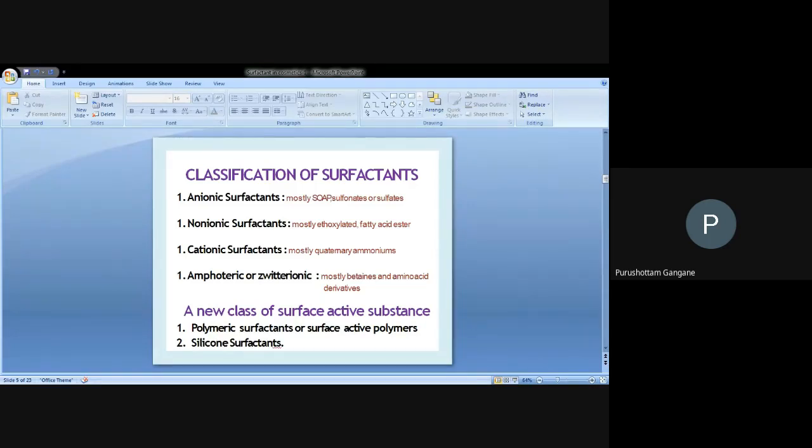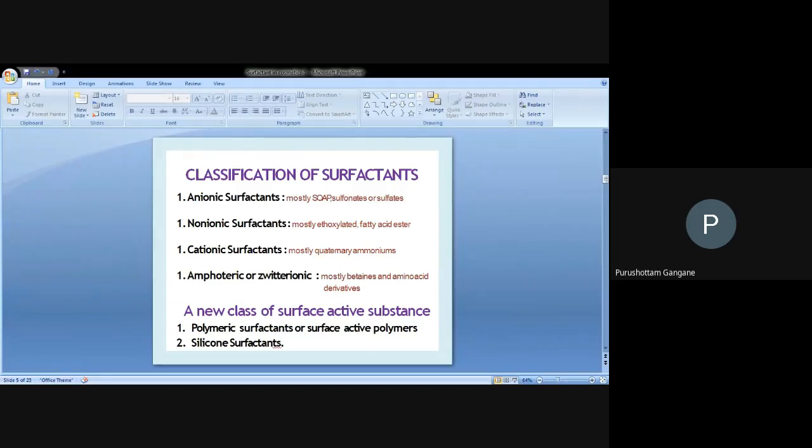Amphoteric means depending on the situation, they may act as an anionic surfactant or as a cationic surfactant. They do not have a particular identity, and this depends on the pH. Suppose the pH of the solvent is acidic or basic; depending on that, they may act as an anionic or cationic surfactant. But anionic surfactants are always negatively charged.